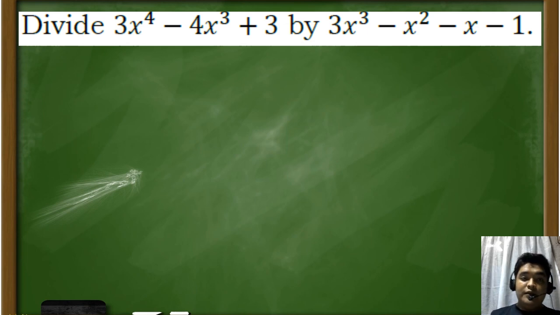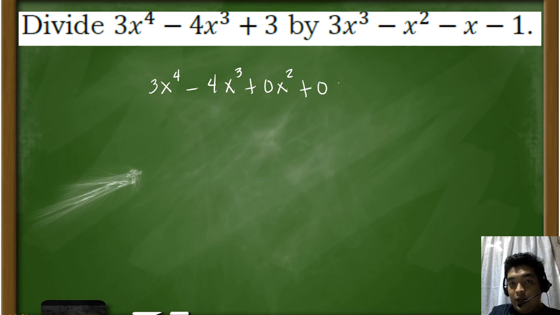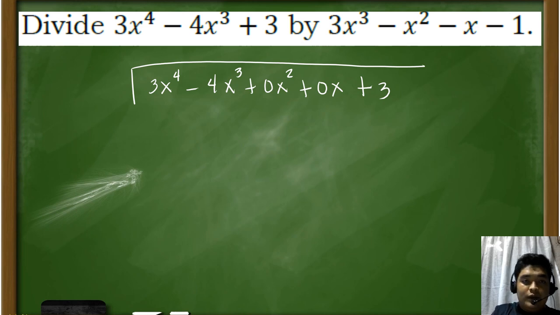Divide 3x to the power of 4 minus 4x cubed plus 3 by 3x cubed minus x squared minus x minus 1. Again, 3x to the power of 4 minus 4x cubed. The terms should be in decreasing order down to the constant, so we have to add 0x squared plus 0x plus 3, divided by 3x cubed minus x squared minus x minus 1.